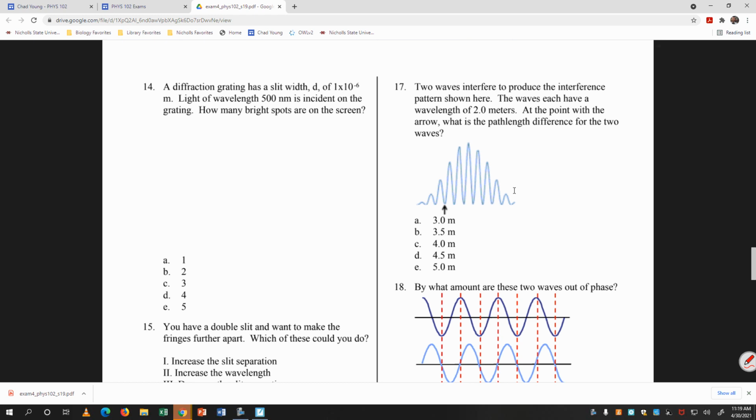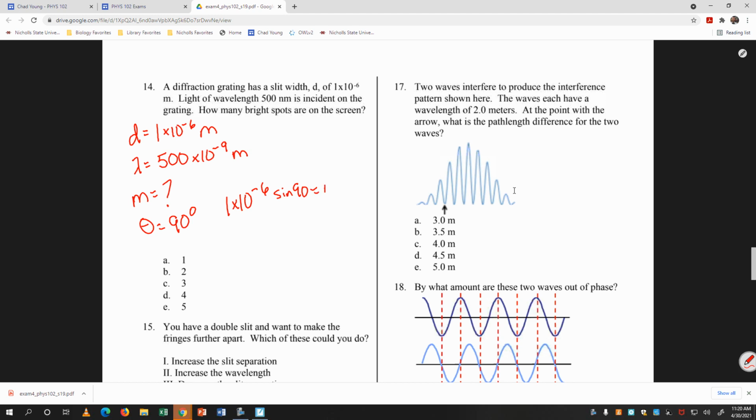So this diffraction grating has a slit width d. So d is 1 times 10 to the minus 6 meters. Light wavelength is 500 times 10 to the minus 9 meters, nanometers. And I want to know how many bright spots. So I'm really looking for what is m. And when I'm looking for the number of bright spots, I'm always going to set theta equal to 90. So it's like d sine theta. That's 1 times 10 to the minus 6. But sine of 90 is just equal to 1.